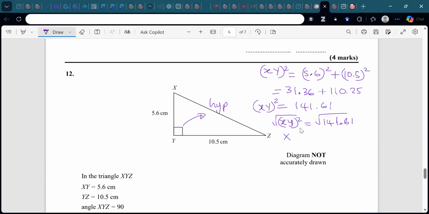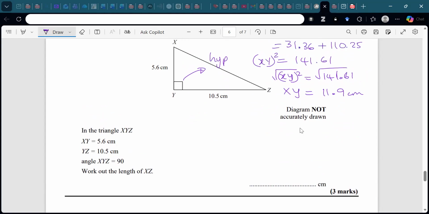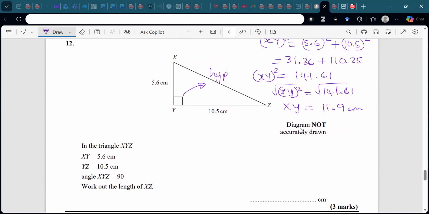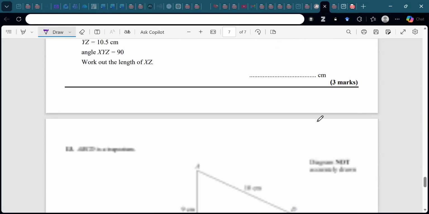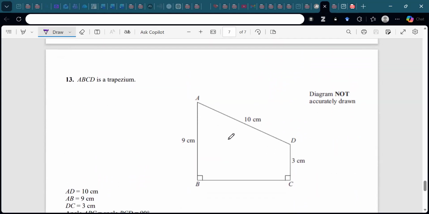So we're going to get that xy is equal to 11.9, and this is in centimeters. And that is our answer for the length of xy. So notice the formula, once we get a hang of it, it definitely becomes repetitive, right?